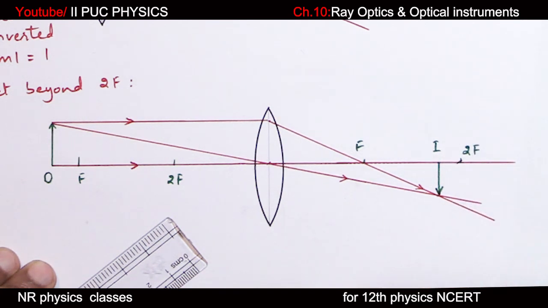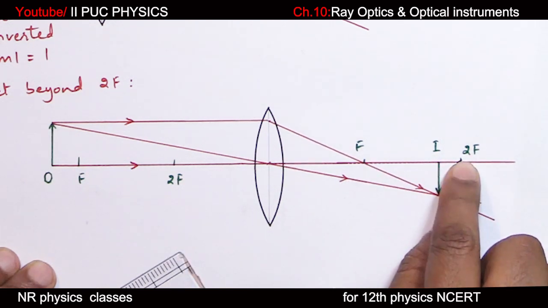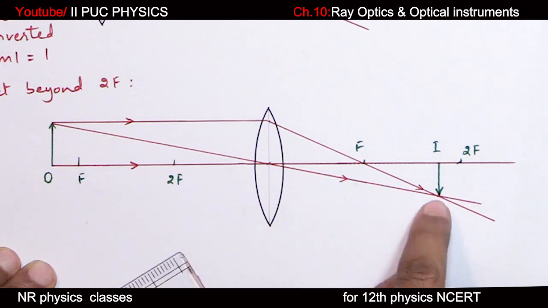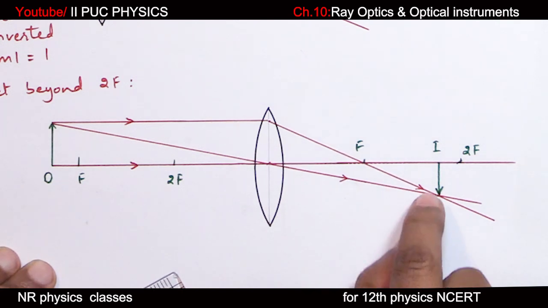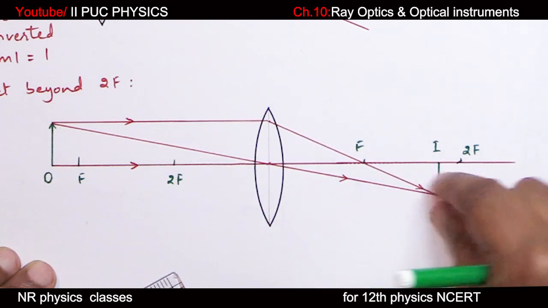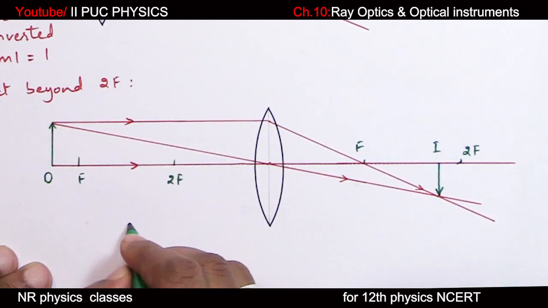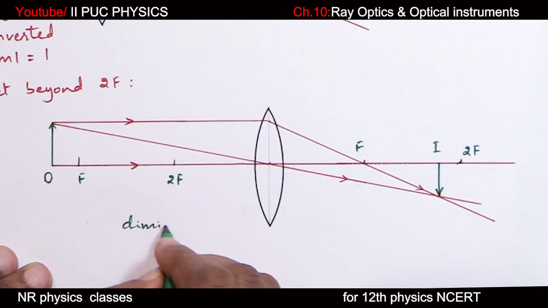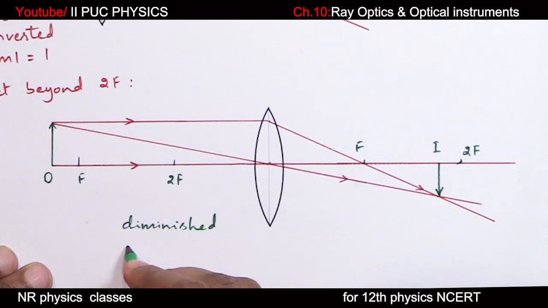Students, please note, you may not get the image between f and 2f every time, okay? But make sure that this image is at the intersection of these two refracted rays. And you can see this image is diminished, size is less than that of the object. So the nature of the image: diminished, inverted, and real.